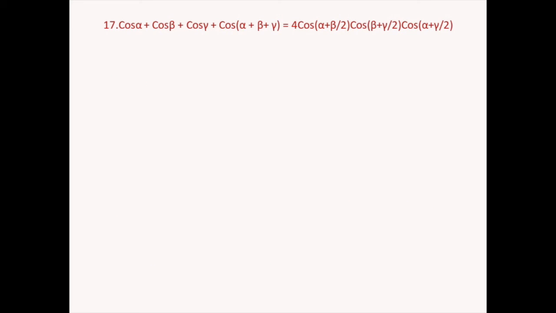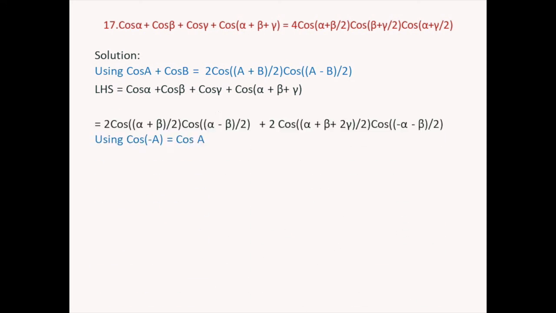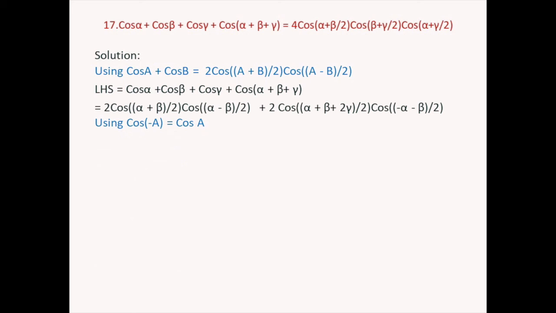The next question which I am taking up is 17th question, which says cos alpha plus cos beta plus cos gamma plus cos of (alpha plus beta plus gamma), giving you 4 cos of (alpha plus beta) by 2 cos (beta plus gamma) by 2 cos (alpha plus gamma) by 2. Now in this, the identity to be used will be cos of a plus cos of b, giving me 2 cos of (a plus b) by 2 cos of (a minus b) by 2. And in this, I am going to pair up cos alpha plus cos beta in one bracket, and in the other one cos gamma plus cos of (alpha plus beta plus gamma).